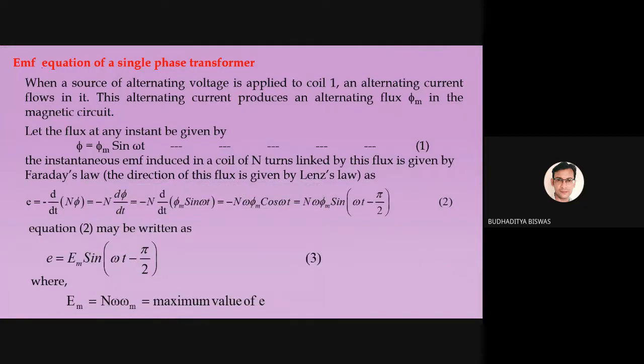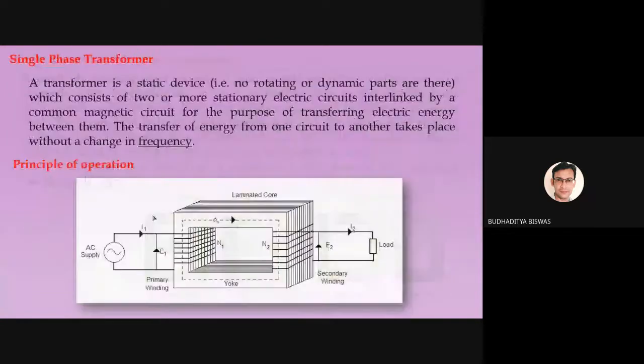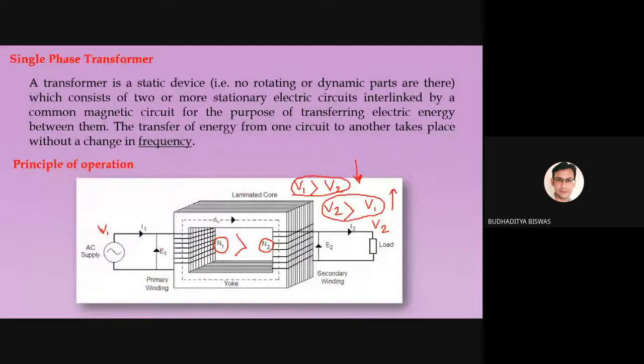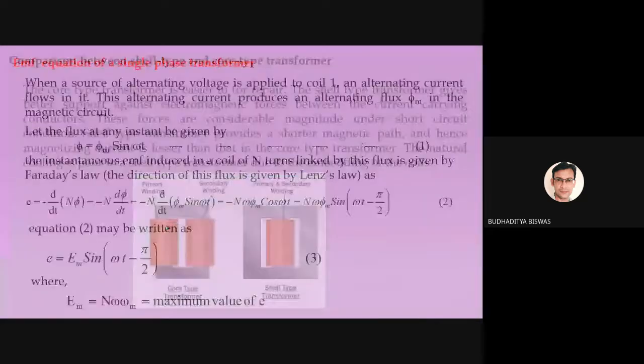Now come to this one, the EMF equation of the single phase transformer. As I mentioned, some voltage is induced in the winding. So what is the formula for this voltage? When we apply some voltage across the transformer primary side, then some voltage is induced here. So what will be the formula for this induced voltage? This is called the EMF equation of the transformer.